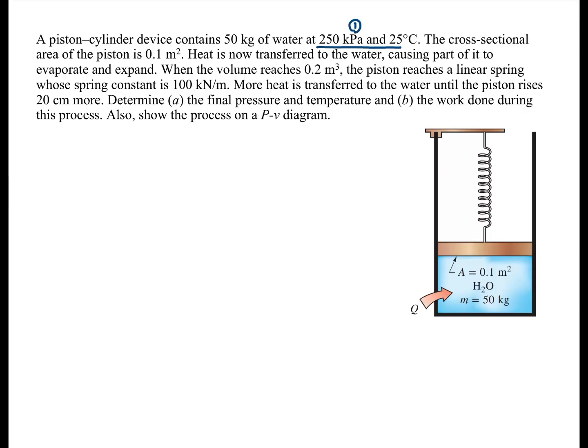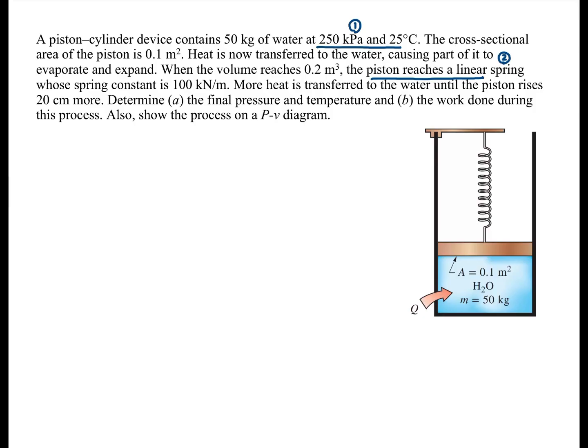Heat is now transferred to water, causing part of it to evaporate and expand. When the volume reaches 0.2 meter cubed, the piston reaches a linear spring whose spring constant is given. I'm going to call this state number 2 when the piston reaches the spring.